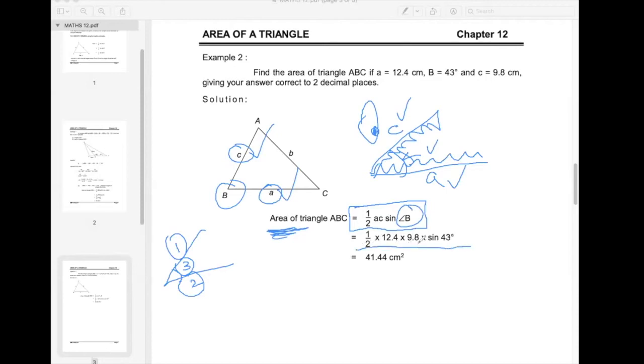So we have this, and then we know this angle is sine 43 degrees. This is given to us with the clues, angle B. So we solve for the area of triangle, then remember your unit. Okay?